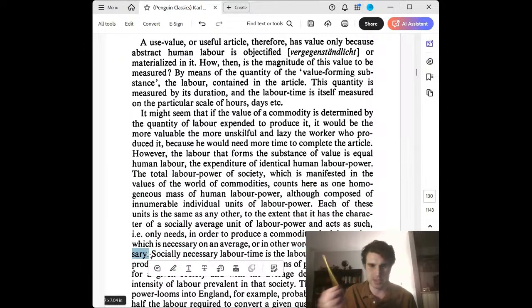So if it takes me all day to make this pencil, using a pocket knife or something, that's not going to make it more valuable because I spent so much time doing it. It's no longer socially necessary for us to spend that much time making pencils, because we have technology, pencil factories, right?